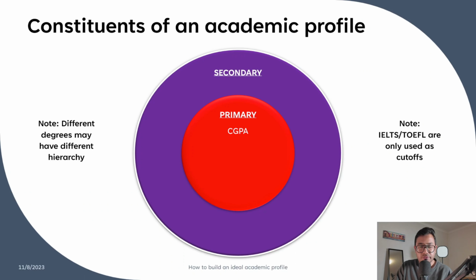So the first key component, the primary component of your academic profile, is your CGPA. There are many myths related to CGPA in the market. Students are very fearful to apply for fully funded scholarships, and they deem that only the high achievers can achieve fully funded scholarships. It is totally wrong.